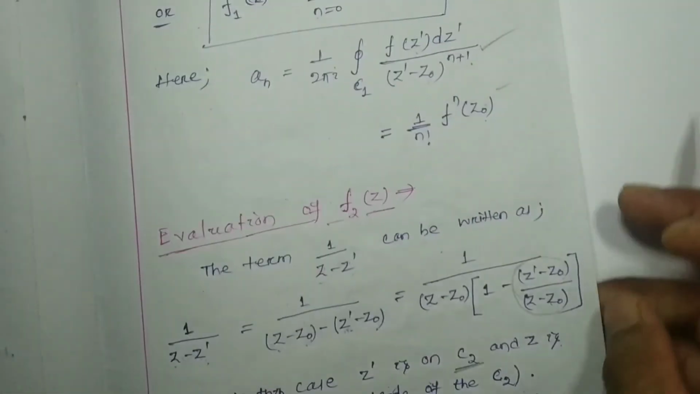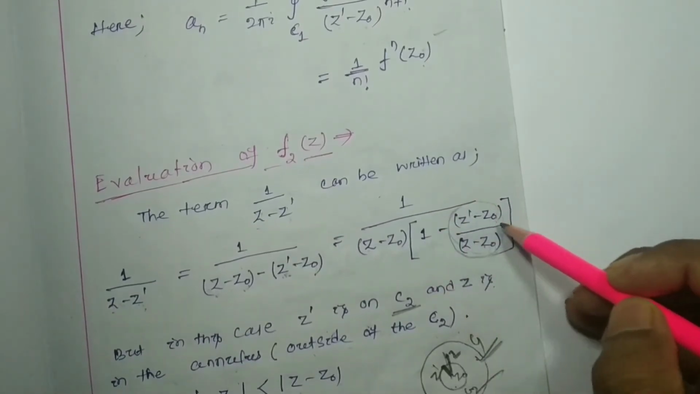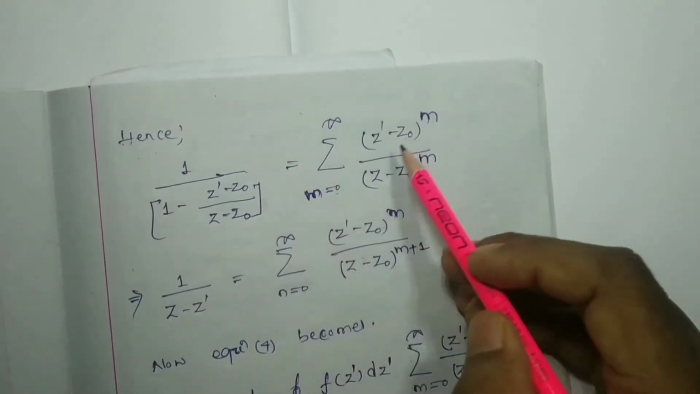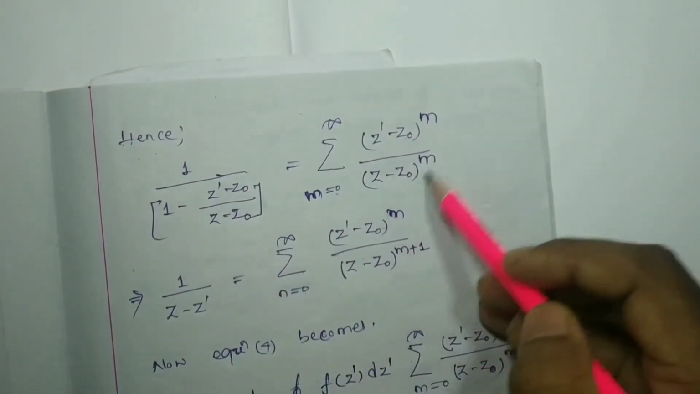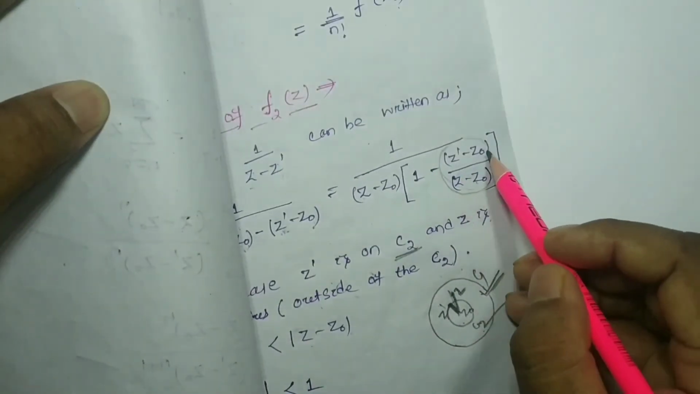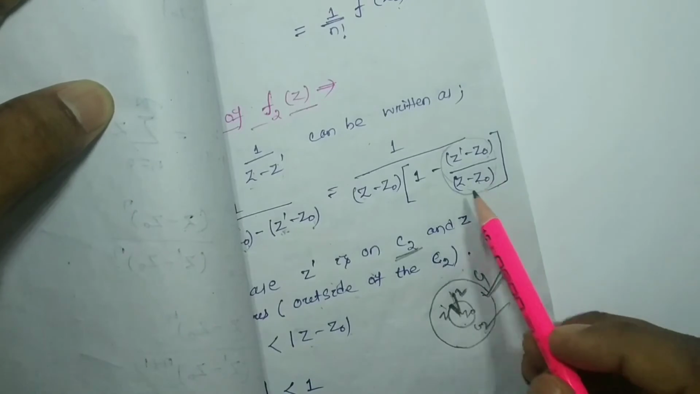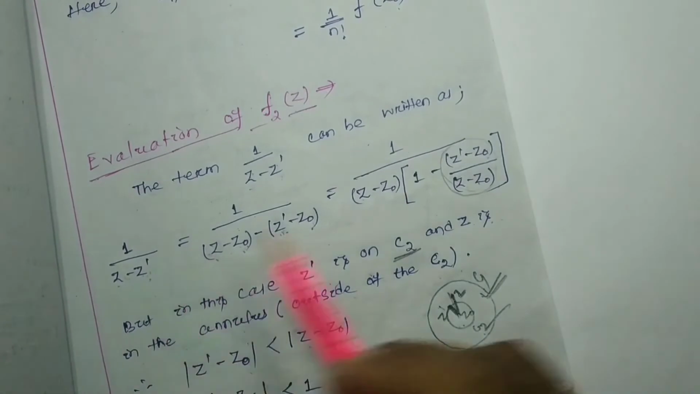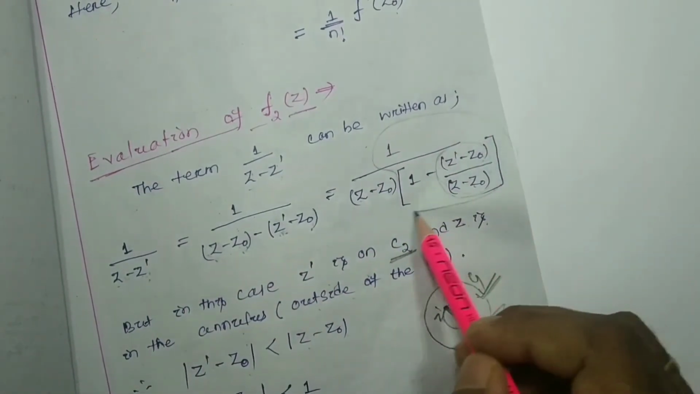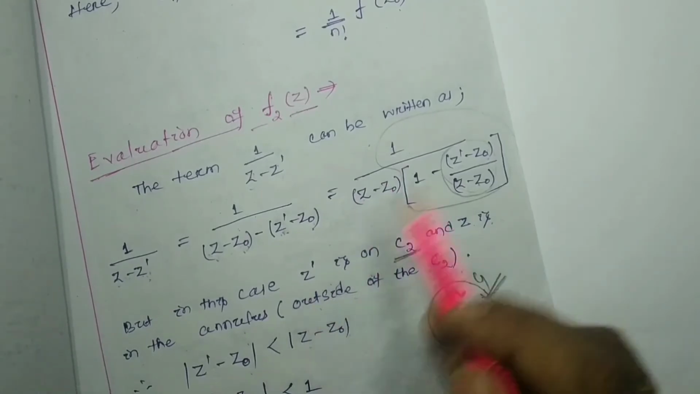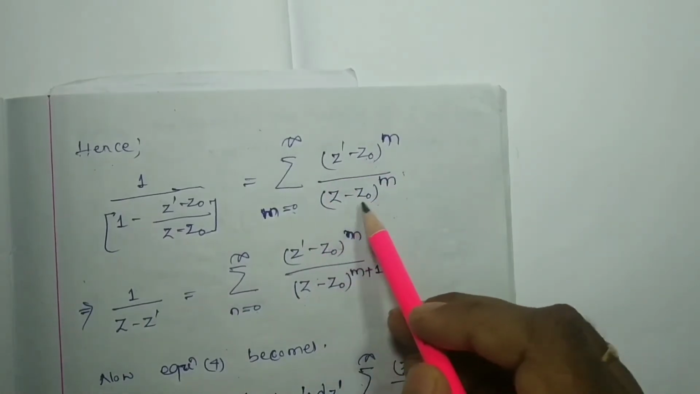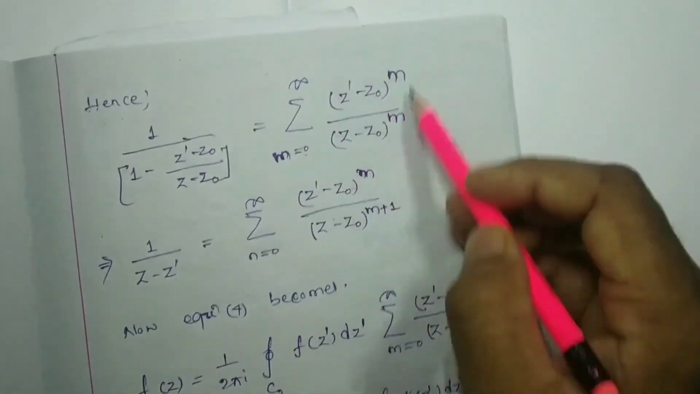So now we can write 1 by 1 minus z dash minus z0 by z minus z0 easily in expansion format. That is the summation over m equal to 0 to infinity of z dash minus z0 to the power m by z minus z0 to the power m. So now 1 by z minus z dash will be how much? The expansion of this one, multiplied by 1 by z minus z0. The expansion is z dash minus z0 to the power m by z minus z0 to the power m, so now we multiply with 1 by z minus z0.